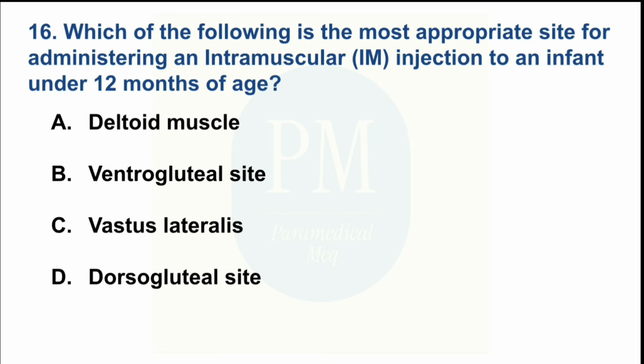Which of the following is the most appropriate site for administering an intramuscular injection to an infant under 12 months of age? Option A. Deltoid muscle. Option B. Ventrogluteal site. Option C. Vastus lateralis. Option D. Dorsogluteal site. The correct option is option C. Vastus lateralis.